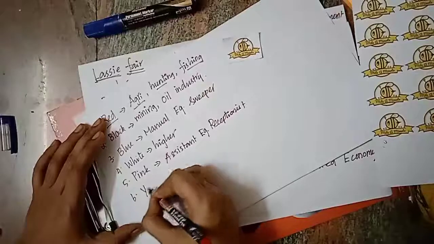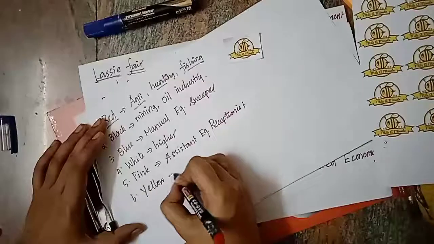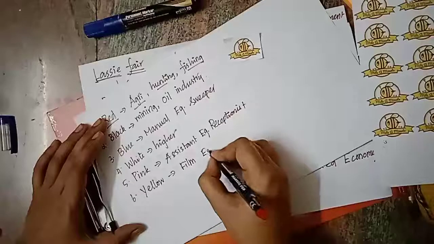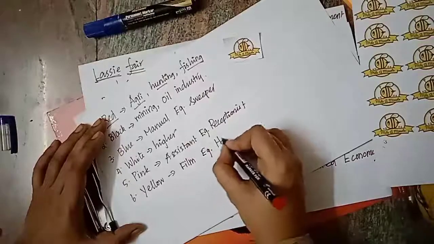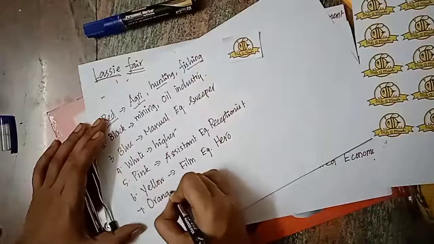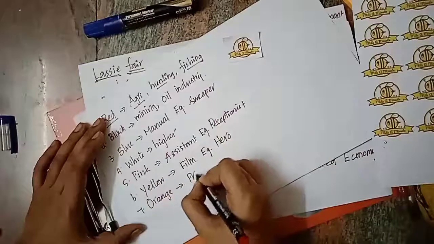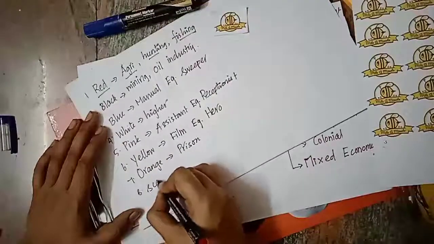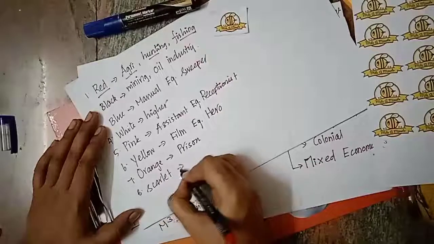Then yellow. Yellow is for the film industry. For film industry, example hero, heroine, director, music director, comedian, everything comes under yellow color. And then orange. Orange is for prison employees. The persons who are employed in prison have orange color. And scarlet. Scarlet is for.